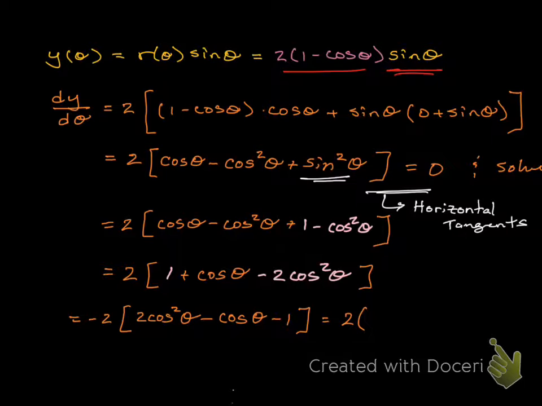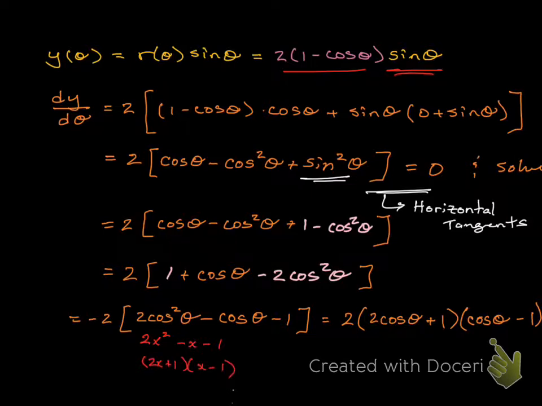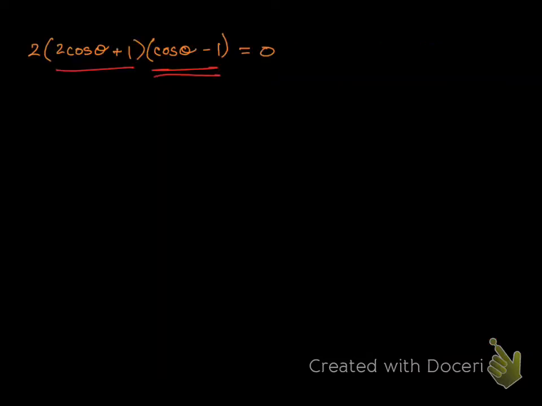I can break that down to 2 cosine theta plus 1 times cosine theta minus 1, and that should give me what I want. If you think about this with just x's instead, I get 2x squared minus x minus 1. That's really kind of what I'm thinking about in my head here. And when I factor that, I see 2x plus 1 times x minus 1. And now that I have that factored, when I set it equal to 0, I can solve rather quickly. So that factored form there, I set equal to 0. And again, that means I can set each factor equal to 0.